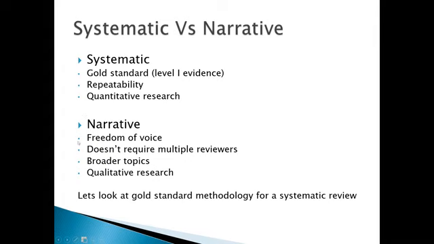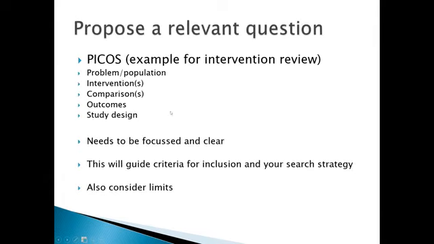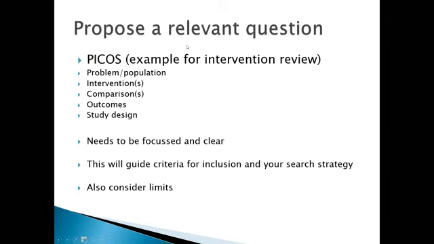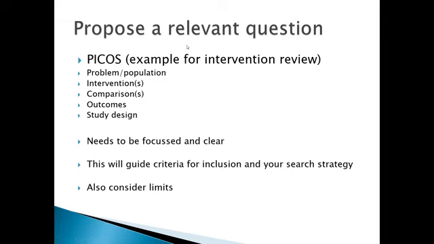So let's look at the gold standard methodology for a systematic review. First of all, we need to propose a relevant question. So we need to come up with something that is important to us as clinicians or important to us as researchers. So we use the PICOS, and this is an example for an intervention review.